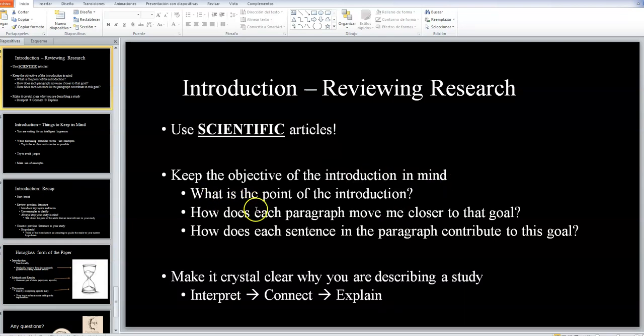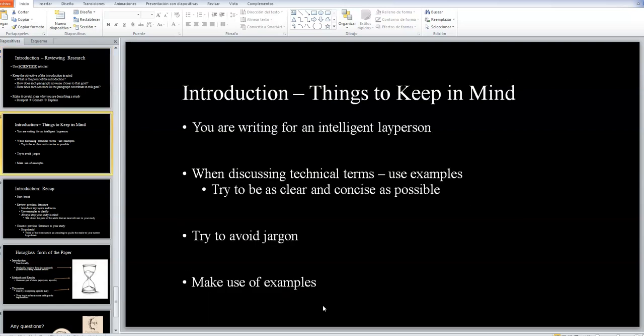What is the point of the introduction? How does each paragraph move me closer to the goal? And how does each sentence in the paragraph contribute to this goal? Interpret, connect, explain. Make sure that you review all this information. Everything is on Blackboard. Now, a couple last things to keep in mind.